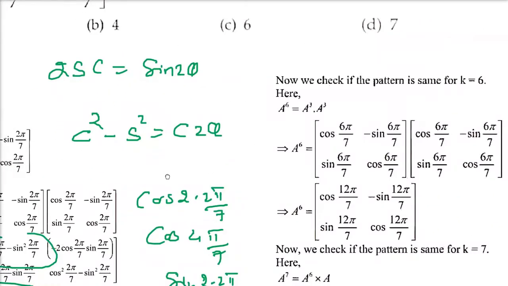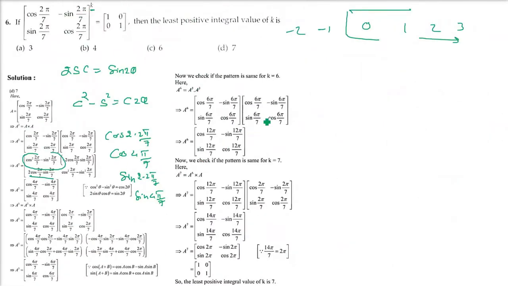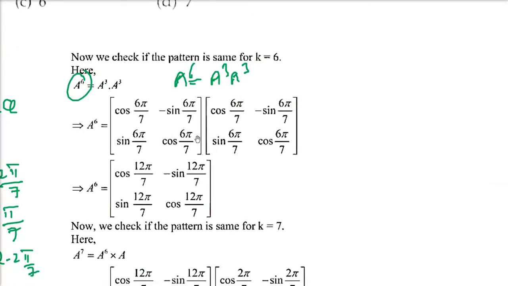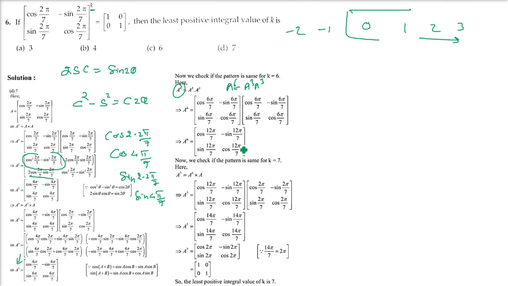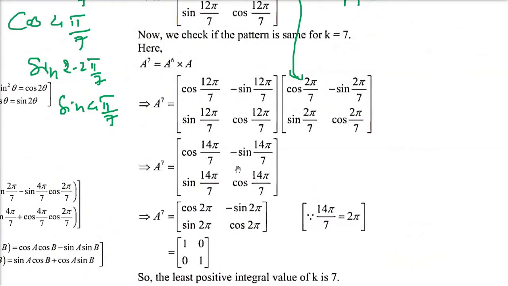Now A raised 6, because A4 is already done. In the options, I am taking the options. 3 I have checked, 4 I have checked. Now let us check for 6. A raised 6 can be easily done by A cube into A cube. So let us multiply A cube with A cube. What do you get? So this A raised 6, when you multiply, you will get again a matrix, and we have to apply these trigonometric equations again. It can be this cos A plus B, sin A plus B, or cos square theta minus sin square theta like this. Now, I hope that A6 you have done.